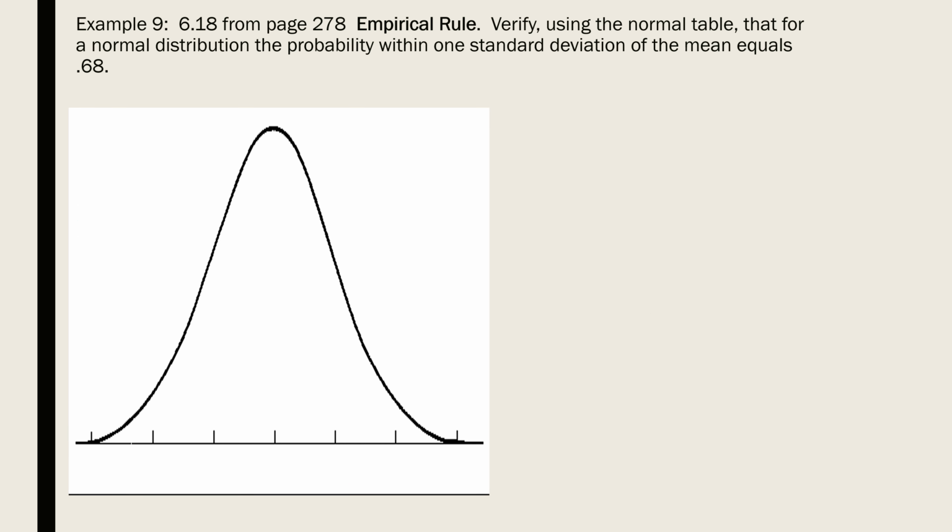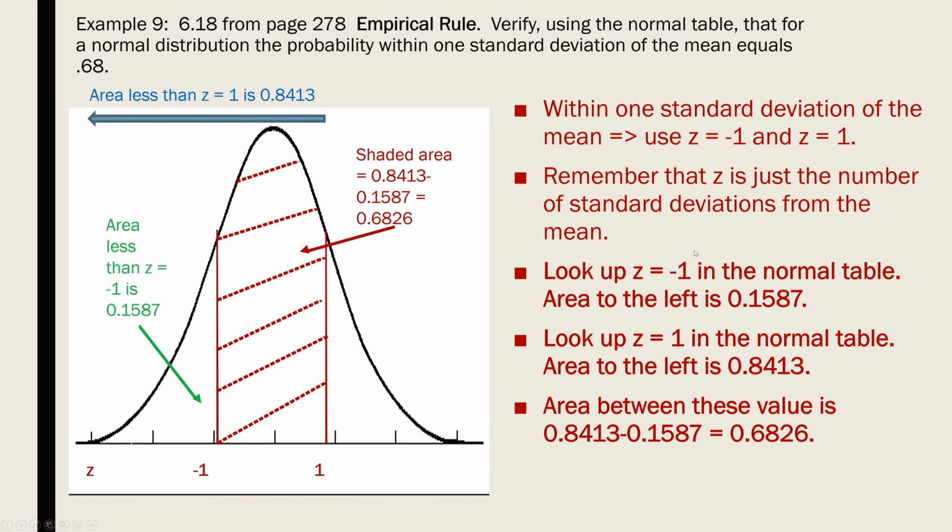This is the last example of this video. It is from your textbook about the empirical rule. Verify using the normal table that for a normal distribution, the probability within one standard deviation of the mean equals 0.68. The phrase within one standard deviation of the mean tells us we need to use z-score equals -1 and +1. Remember that z is just the number of standard deviations from the mean.